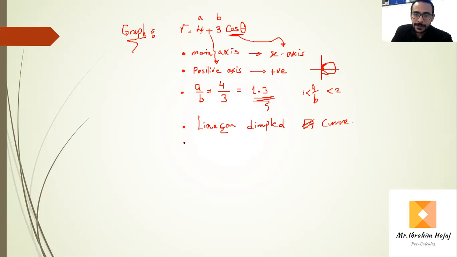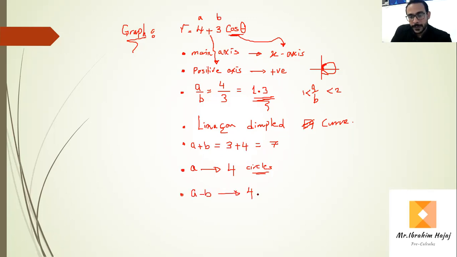I have to find a plus b, all these steps, so that you can graph it. It equals 7. A plus b, 3 plus 4 or 4 plus 3, gives 7, so we go 7 units to the right of the pole. The value of a, 4, is how far the graph stretches on the y-axis, so 4 circles up. And a minus b, 4 minus 3, gives 1.